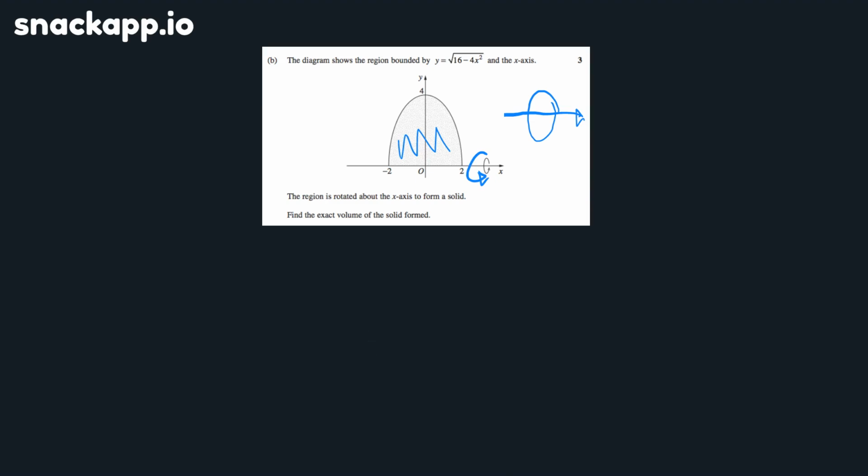Now this is a fairly straightforward question. There's just a formula that you need to follow. So the formula is that the volume is equal to pi, the integral between the two x limits, times the function, so f of x all squared dx. And this comes from the fact that we're taking a whole bunch of little circles, and so really it's just pi r squared integrated over the whole region.